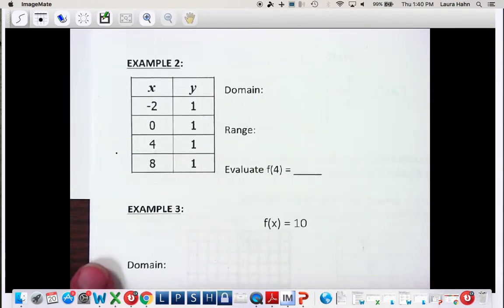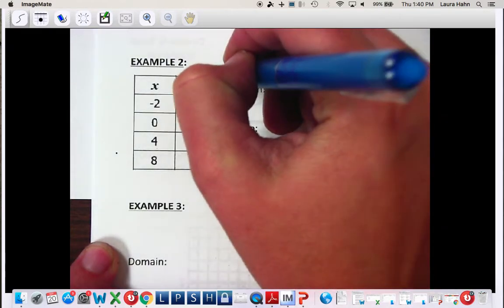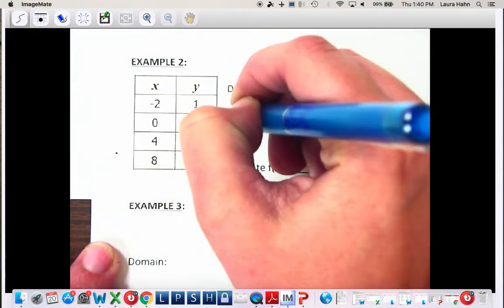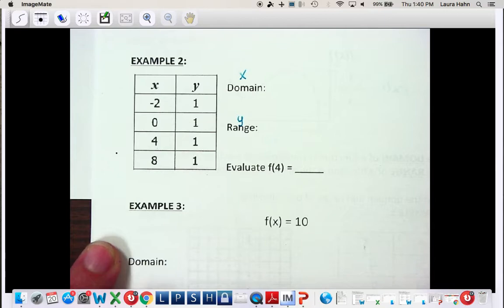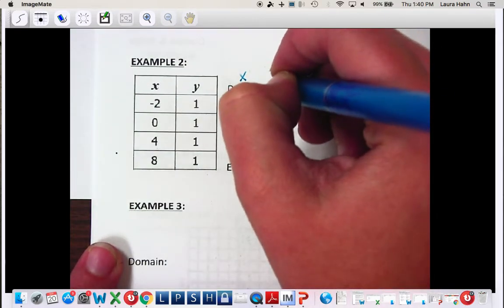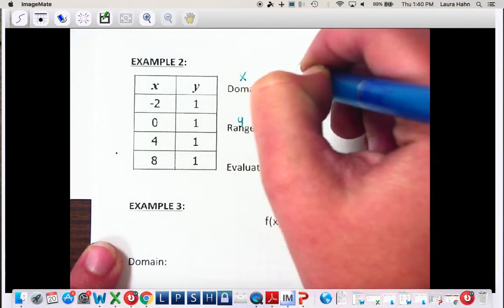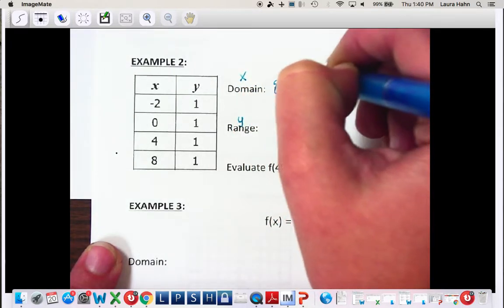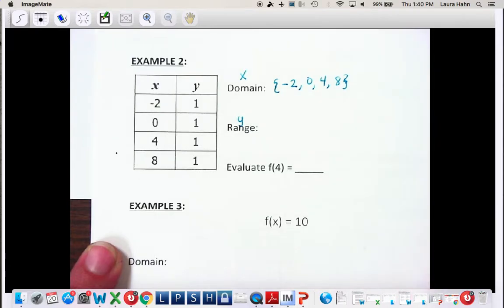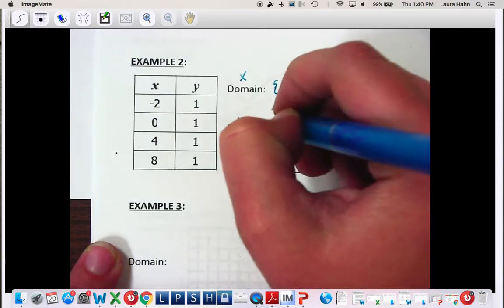All right, domain. Domain is x's, range is y's. So we're going to list all of our x values in brackets, numerical order. Sorry, my brackets are ugly. Range is the list of your y values. Well, in this case, the y is only 1.